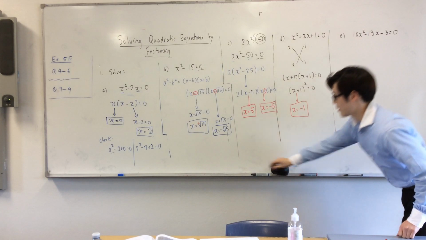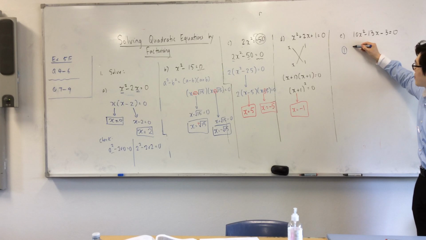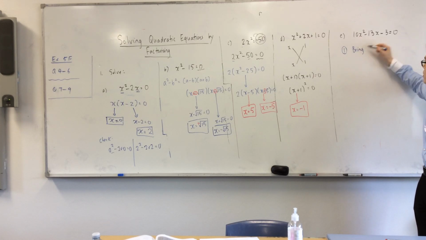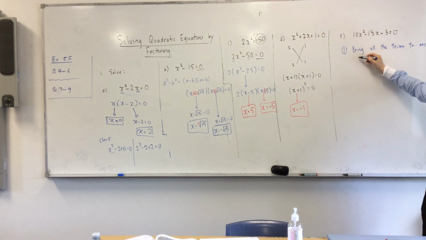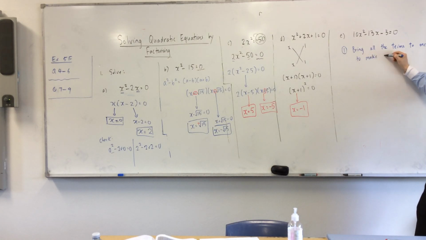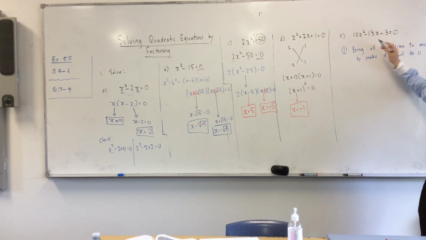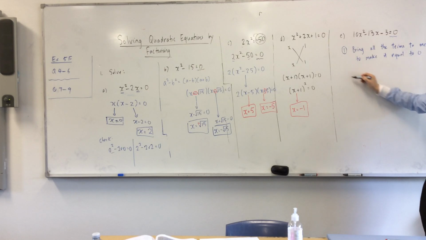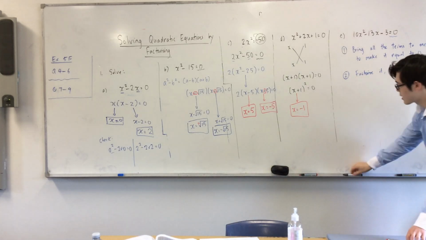The first step, like I said, let's just summarize it, is to make sure you bring all the terms to one side to make it equal to 0. In this case, they have done the first step. Everything is on one side, which equals to 0. Second step, factorize it, then solve for x.